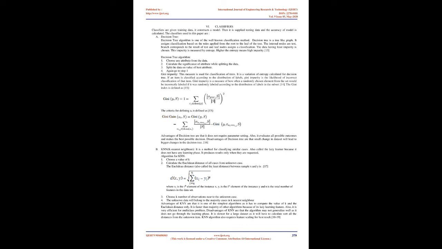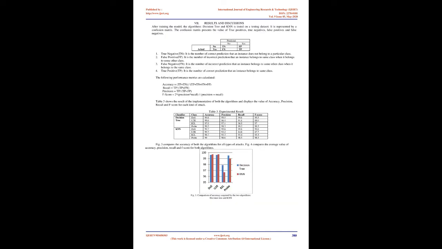6. Classifiers. When classifiers are given training data, they construct a model. Then they are supplied testing data and the accuracy of the model is calculated. The classifier used in this paper is, first, the decision tree. Decision tree algorithm is one of the well-known classification methods. A decision tree is a tree-like graph. It assigns classification based on the rules applied from the root to the leaf of the tree. The internal nodes are tests, branches correspond to the result of a test, and leaf nodes assign a classification.